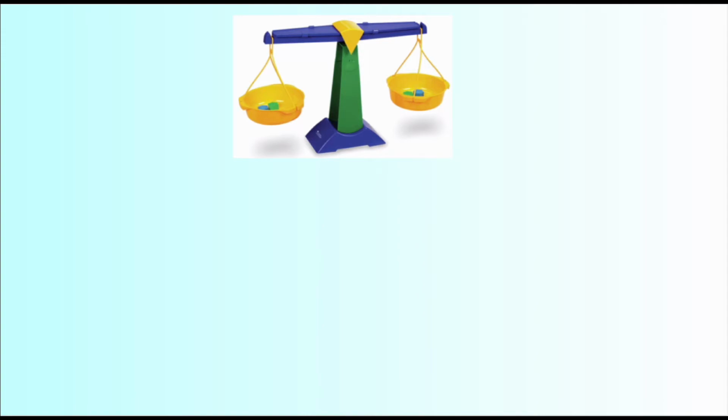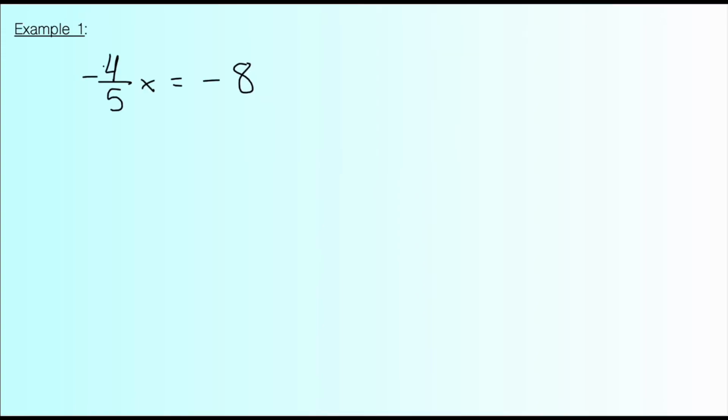So let's look at three example problems to help this make a little bit of sense. Our first one deals with negative 4/5 times x, which is equal to negative 8. Right off the bat, I've got this side of my equation and this side of my equation. Two different sides, and I need to keep them balanced, all while trying to get x isolated by itself so that I have x equals blah, my final answer.